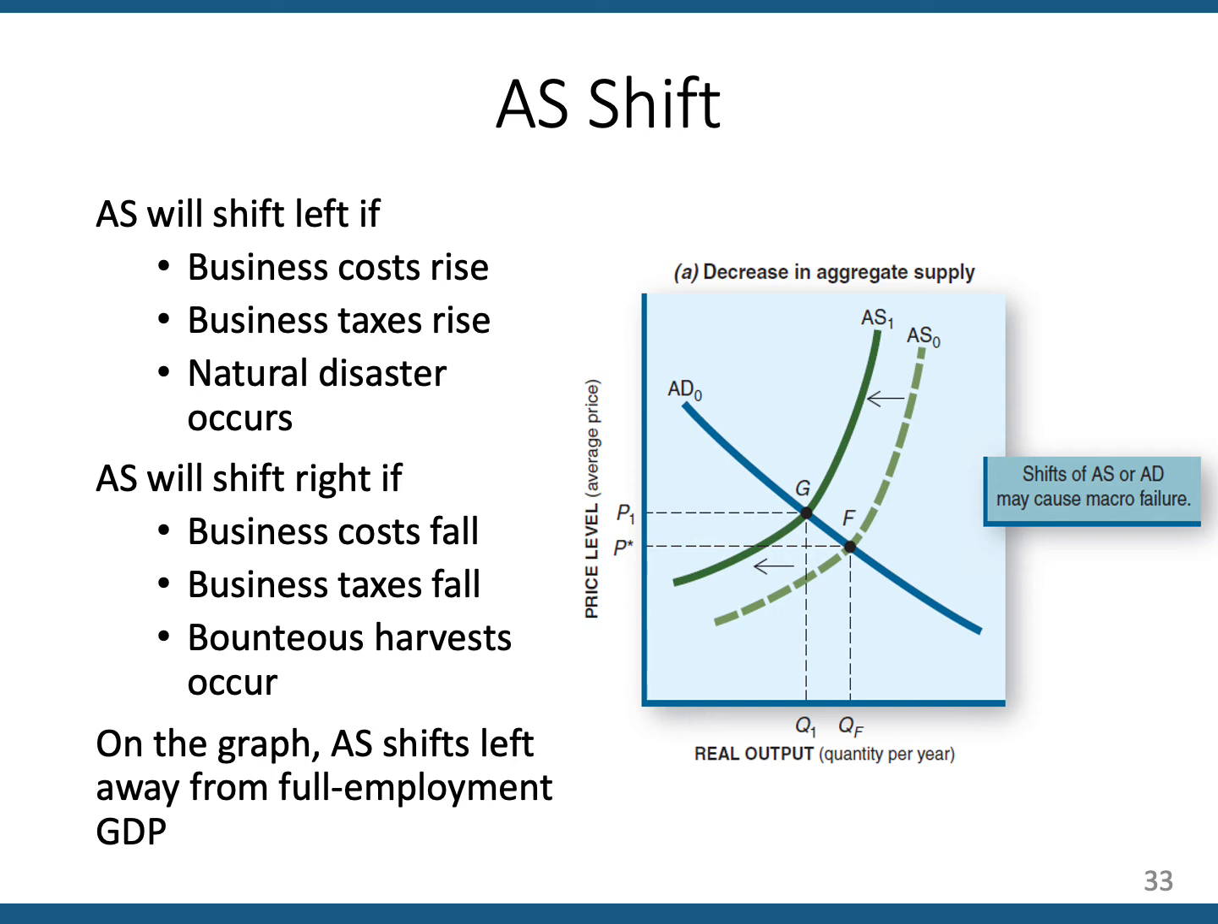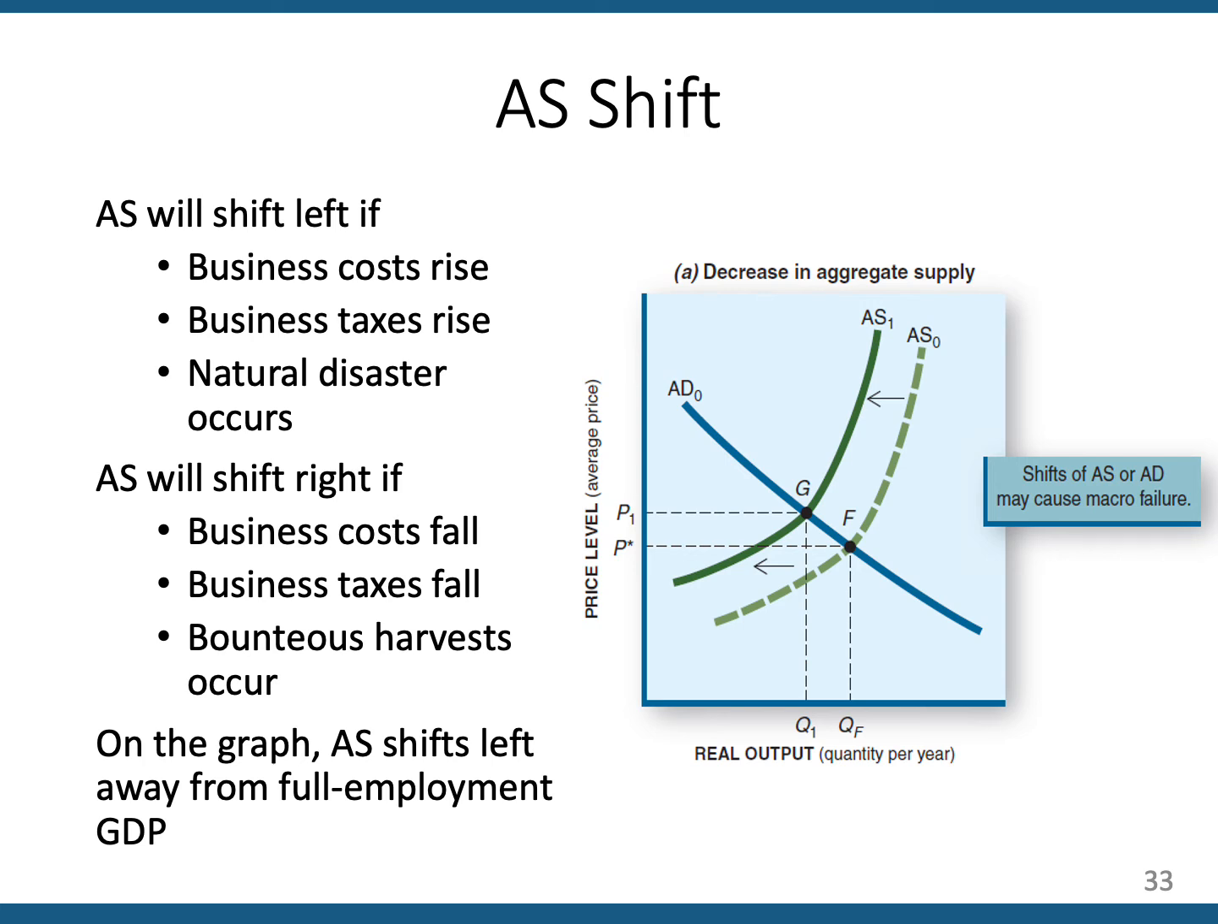Let's talk about what might make the supply curve shift. Aggregate supply. What if business costs rise? That would cause a decrease in aggregate supply, an overall decrease in aggregate supply. If business costs were to rise, like if energy were to get more expensive, like if the price of oil were to rise. What if we raise taxes on businesses? That makes it more expensive to operate, and that would lead to a decrease in overall aggregate supply.